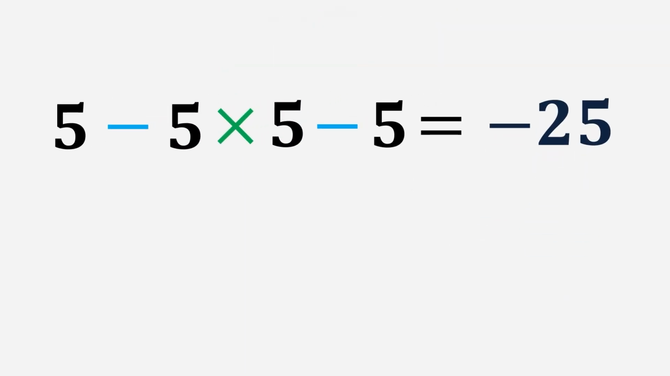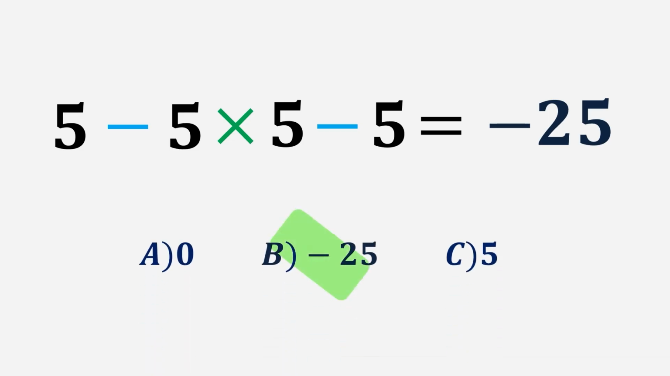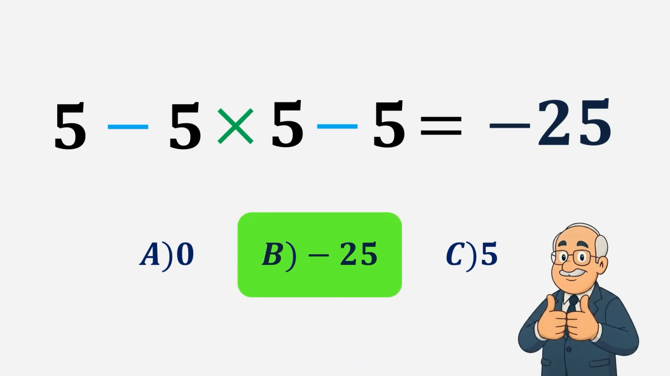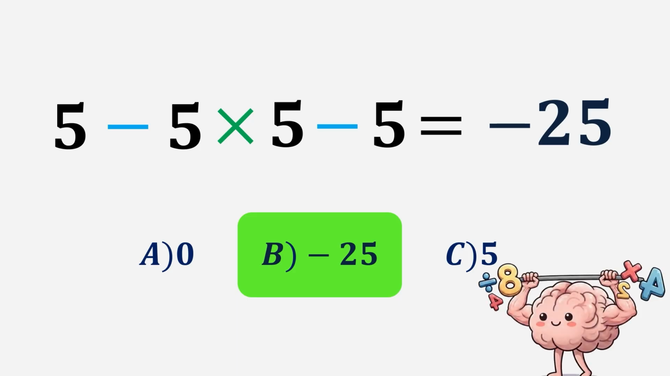And there we have it. The correct answer is option B. How did you do? If you got this right, wonderful work. You certainly know your order of operations. If you didn't quite get it this time, please don't worry. Math is like a muscle. Sometimes it just needs a gentle refresher to stay sharp.